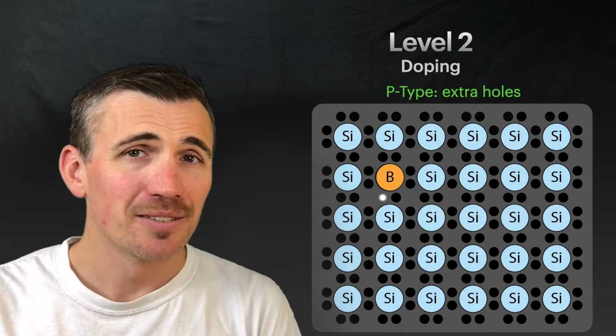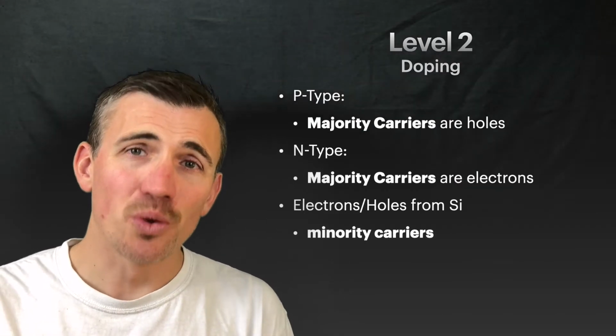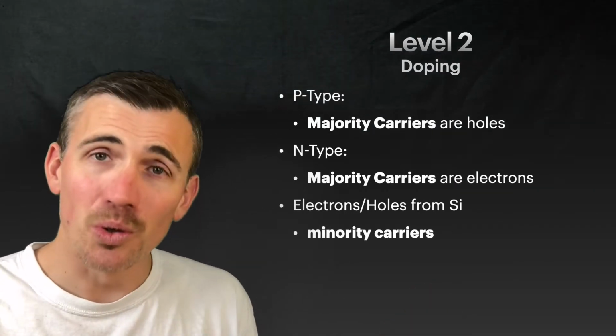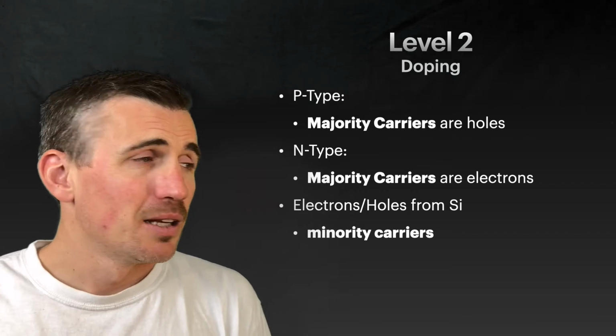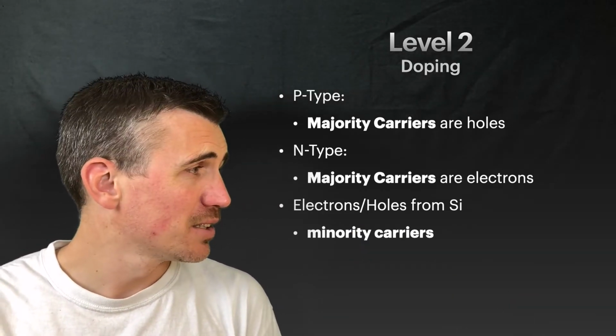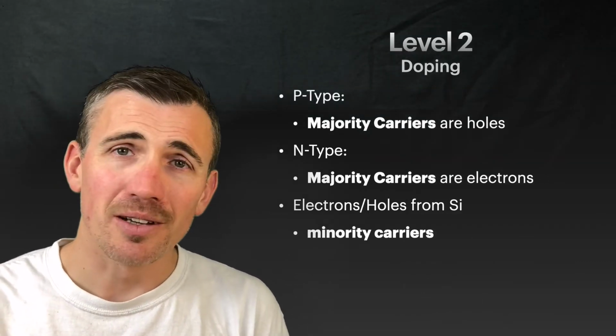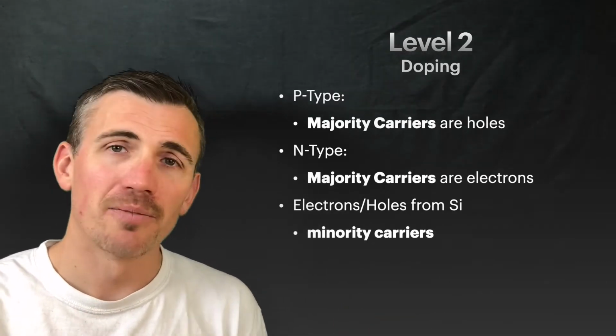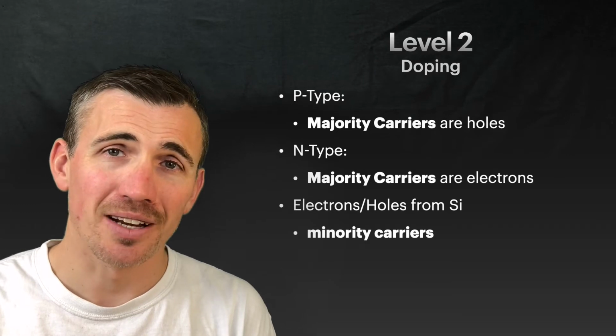So that's quite neat. The charges from the donors are called the majority charges. So in p-type it's holes, n-type it's electrons. But in the background, this thermal stuff with silicon is always going around. And it's not going to be dominant under most circumstances unless it's really, really hot. So we call those the minority charge carriers.